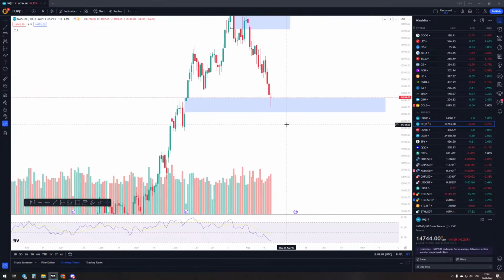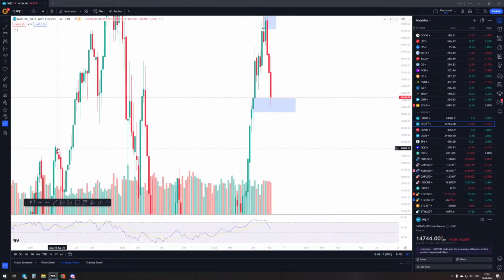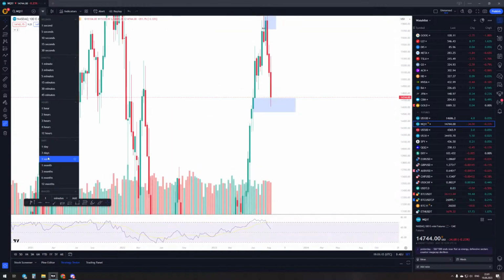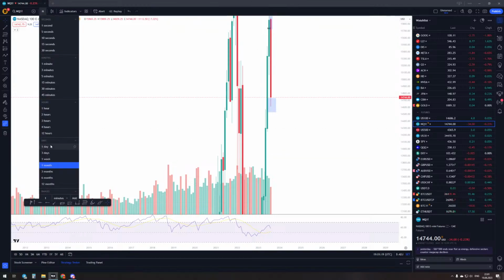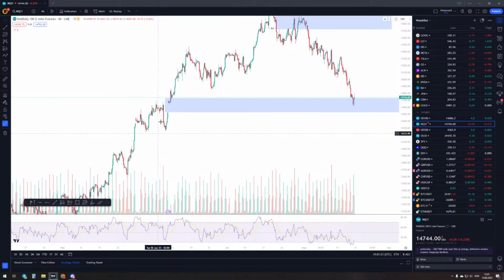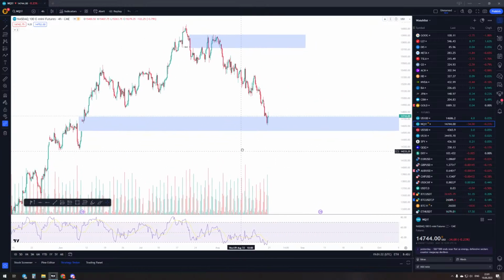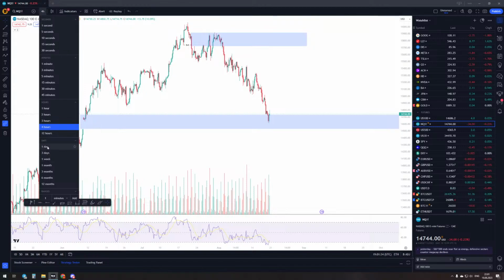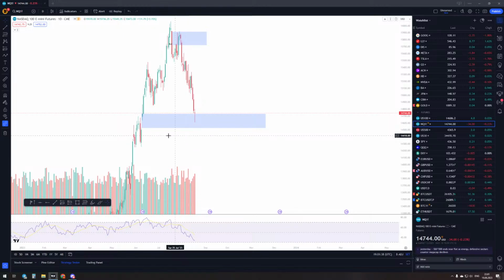For example, here we can see a fair value gap. It's probably, if I remember, on the weekly, probably monthly. Let's see. I don't remember. So this is a gap, and this one is an imbalance or fair value gap as well. If I'm not mistaken, it's daily.